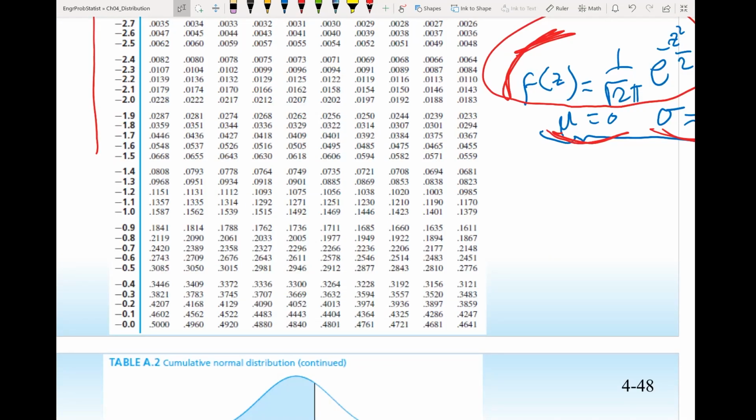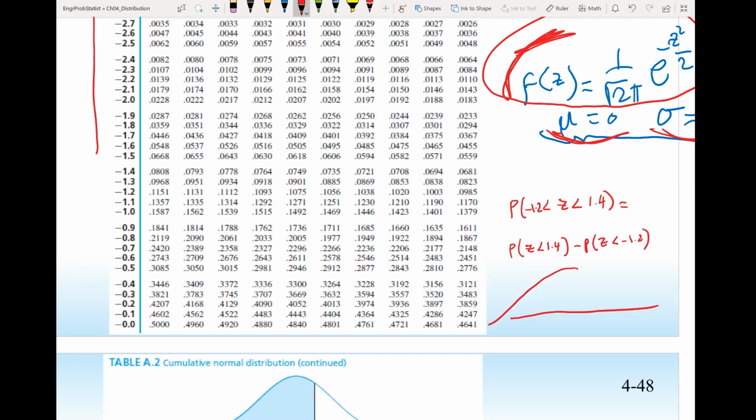Let's take another example. What if I want to find the probability z larger than minus 1.2 and less than 1.4? So this is the same as the probability z less than 1.4 minus the probability z less than minus 1.2. If I plot it here, this is z and this is 0 here. I'm asking for the probability minus 1.2. Let's assume it is somewhere here, and 1.4 is somewhere here.